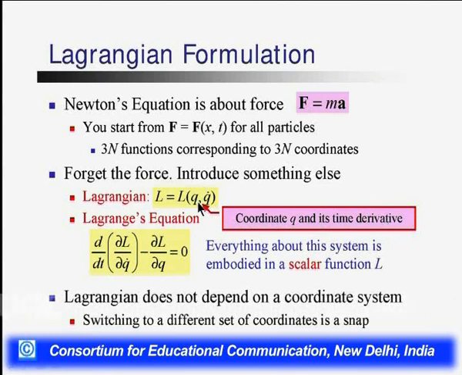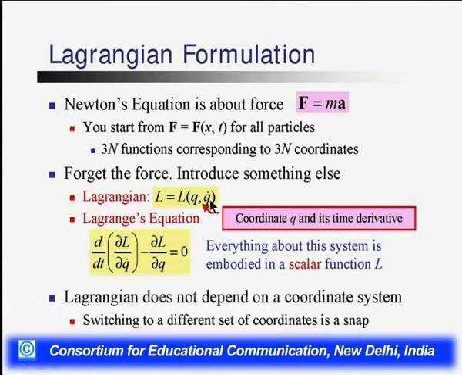We already defined q as the generalized coordinate. Here q represents the coordinate and q dot its time derivative. So the Lagrangian is defined as L equals L of q, q dot. Now the Lagrangian equation becomes d by dt of del L by del q dot, minus del L by del q, is equal to 0, which says that everything about the system is embodied in the scalar function L. Here L is the scalar function.